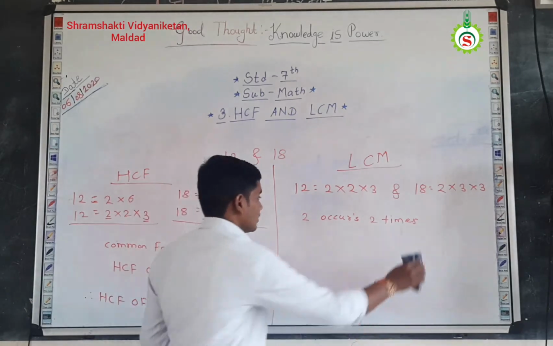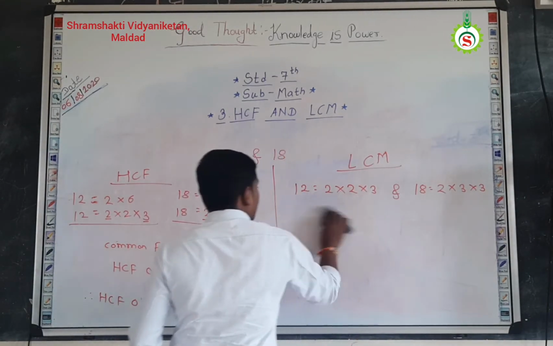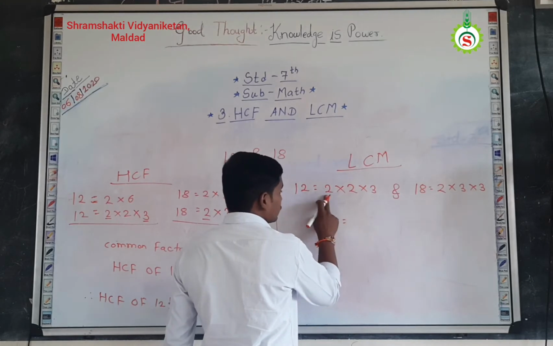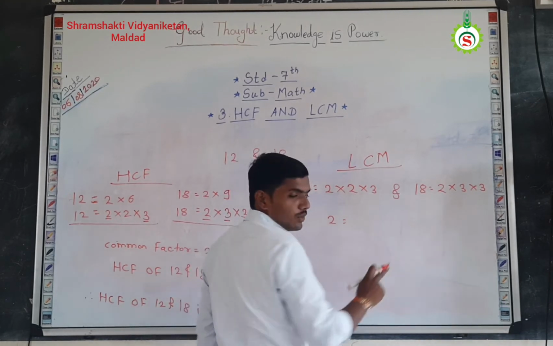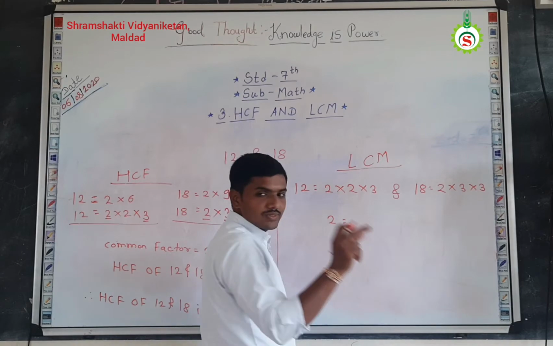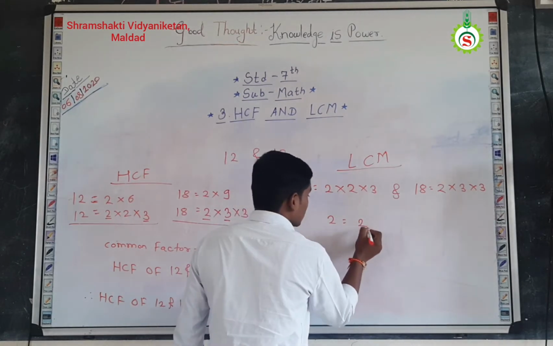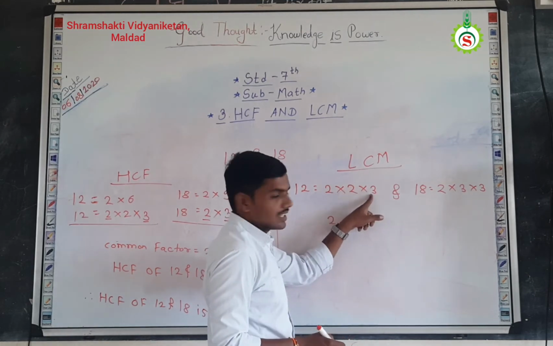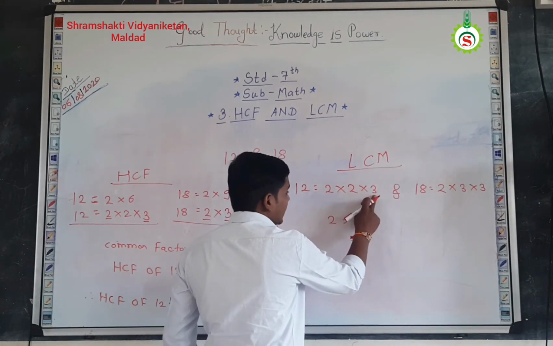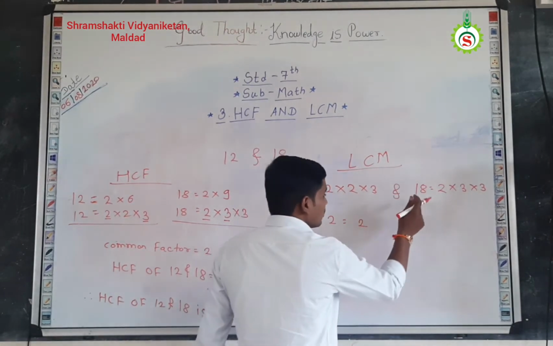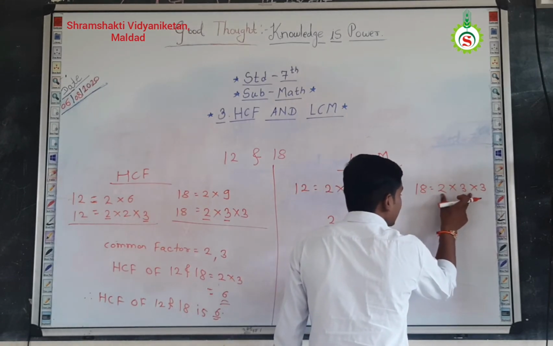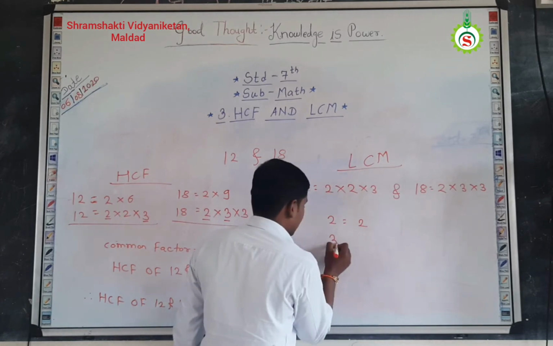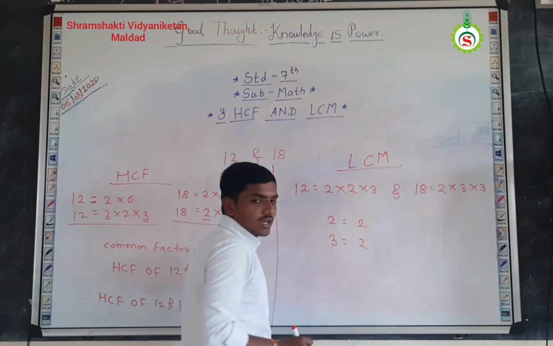I will write it like that. 2 occurs how many times? 1, 2. Here it is only 1 time. That means the maximum is 2 times. So 2 occurs 2 times. Then the next factor is 3. Now 3 here occurs only 1 time, but in the factors of 18, 3 occurs 1 and 2 times. That means that 3 also occurs 2 times.